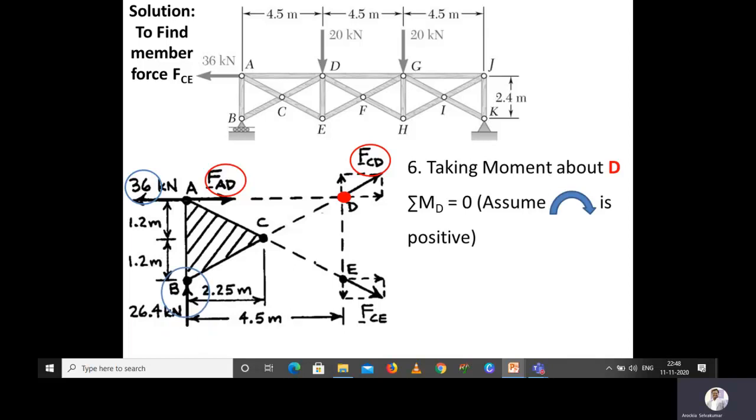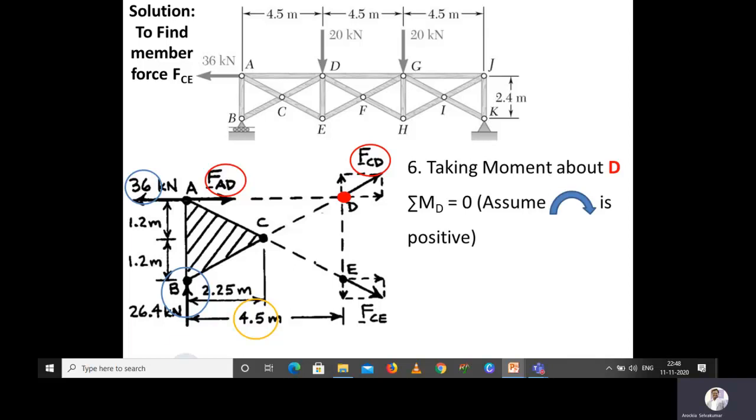Then we are having a force at B now. So now the force of 26.4 kilonewton is having some perpendicular distance with the point D. That perpendicular distance is 4.5 meter. So if I am holding at point D and then if we are applying a force at point B, force 26.4 kilonewton will make the truss to rotate in clockwise if I am holding at point D. So it's a clockwise moment, so it will be positive.